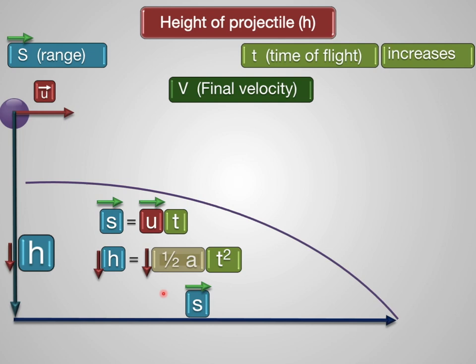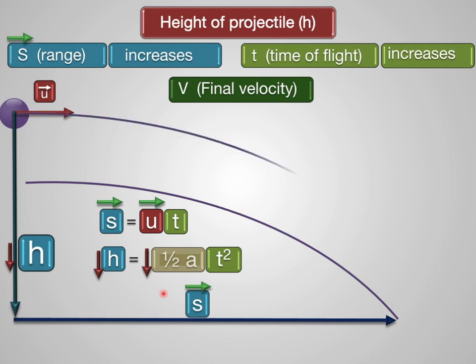Now we have seen the time increases and the initial velocity remain the same. So the horizontal range, the distance, should increase. The projectile will be following this path. It will move a greater range, but it will take more time.